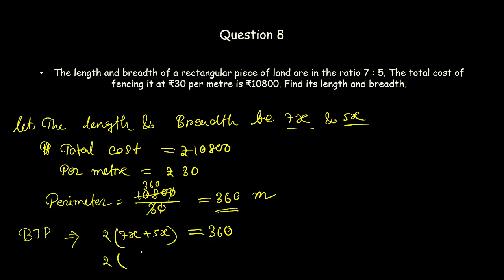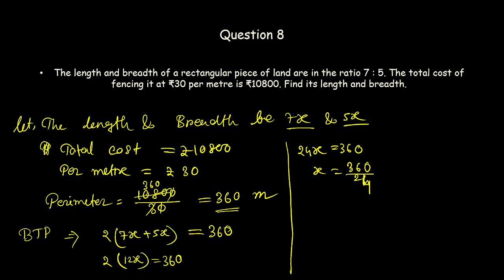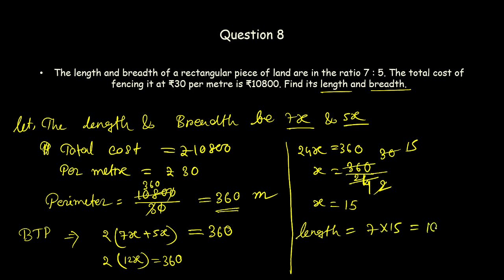So 2 into 7 plus 5 is 24x, that is 360. So 24x is equal to 360, x equals 360 by 24. If we calculate, divided by 12, that is 2, 360 divided by 12 is 30, so 30 by 2 is 15. So we find the value of x is 15. Now find the length and breadth. Length will be 7x and breadth will be 5x. So length is 7 into 15, that is 105 meter, and breadth is 5 into 15, that is 75 meter. Got your answer? Simple.